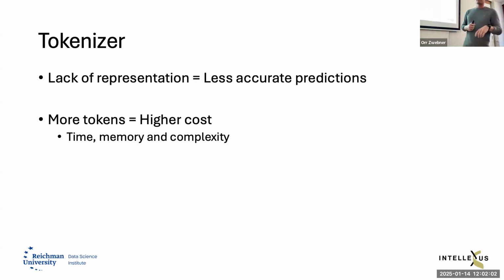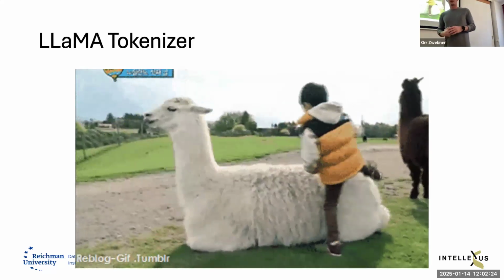Eventually, if the text suffers from lack of representation, we'll get less accurate predictions, like in Sanskrit and Tibetan that I demonstrated before. And in addition, it's just going to consume additional resources. So before we speak about how to train the model, we must represent it well with our tokenizer. So we have a problem.